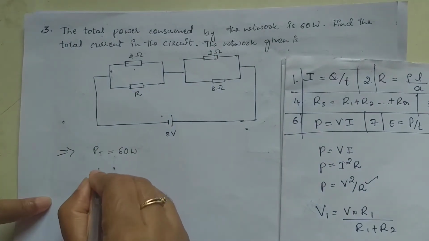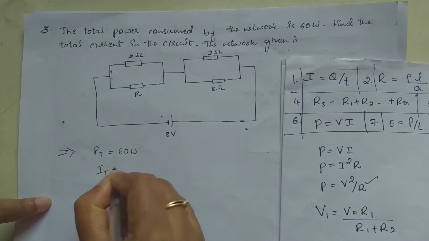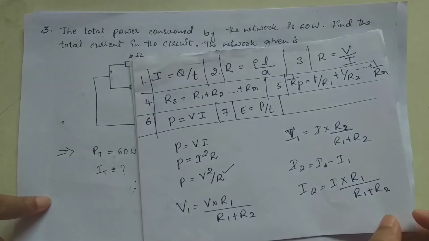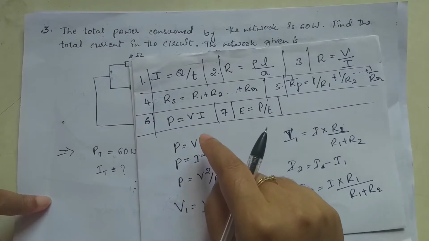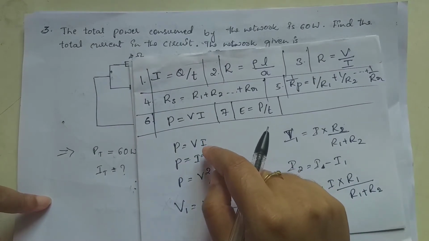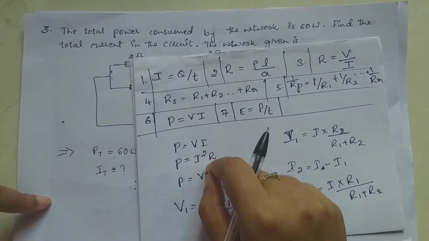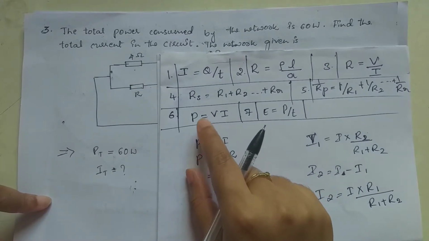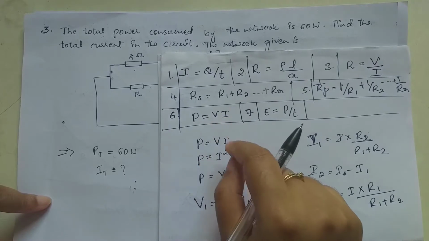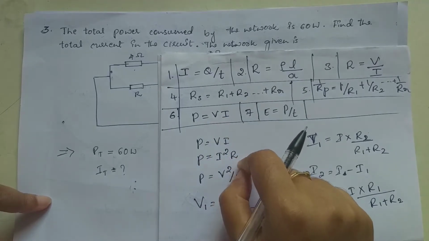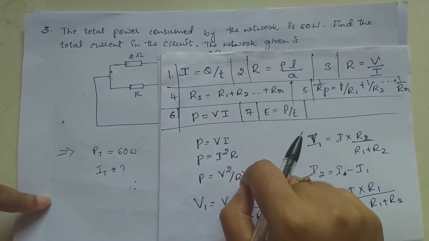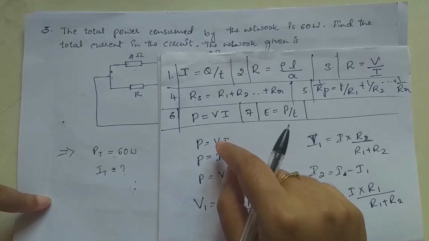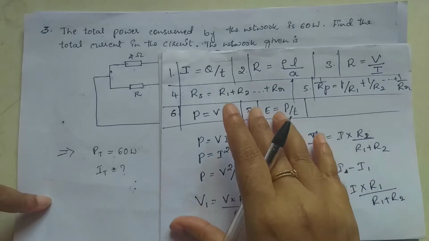Find the current in the circuit. So we have to find the value of IT. Which formula can we use? Make the formula list before solving the problem, so that you can easily solve it. We have these formulas: P is equal to V into I, P is equal to I square R, and P is equal to V square by R. We'll check one by one to see which is convenient to find the value of current.